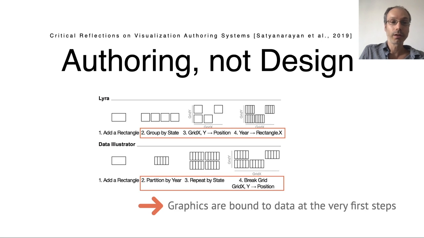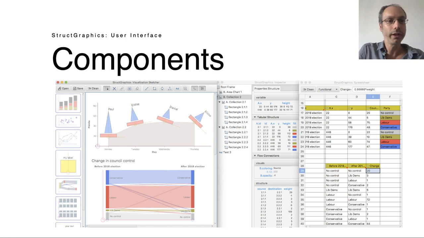So let's go back to the StructGraphics user interface. We identify four main components here. So we have a library that enables designers to reuse their past designs. There is a sketcher, which is a vector graphics editor for drawing graphics in separation from any data. The inspector that exposes and structures the properties of a visualization and the visualization objects.